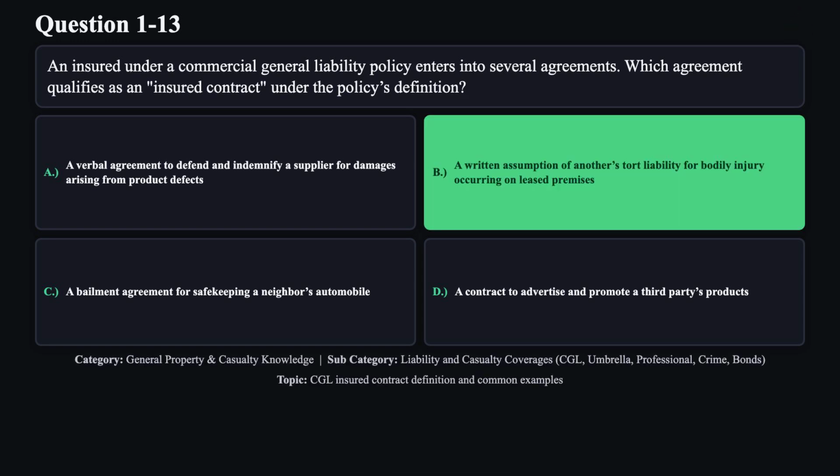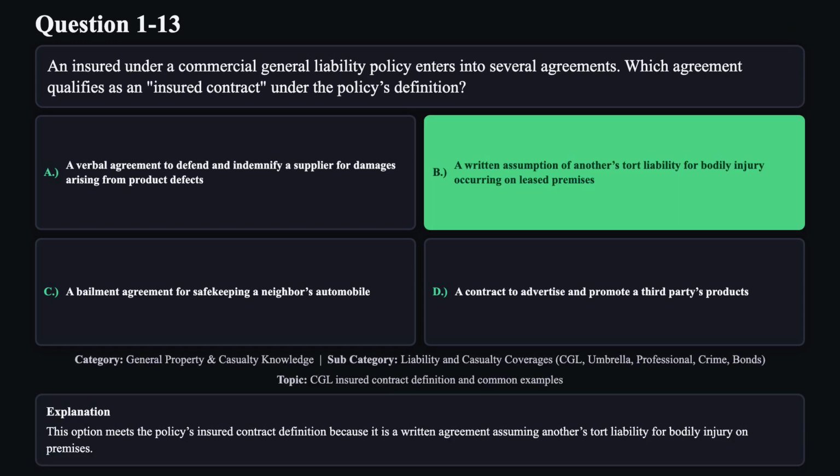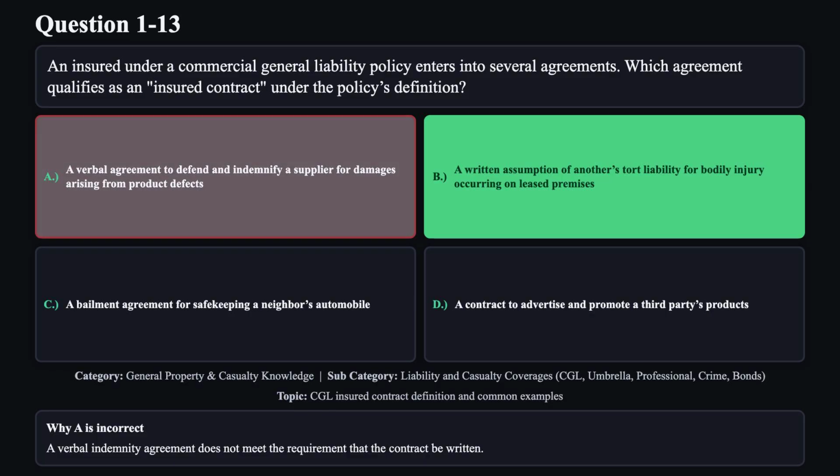The correct answer is B. This option meets the policy's insured contract definition because it is a written agreement assuming another's tort liability for bodily injury on premises. Reason A is not correct. A verbal indemnity agreement does not meet the requirement that the contract be written.